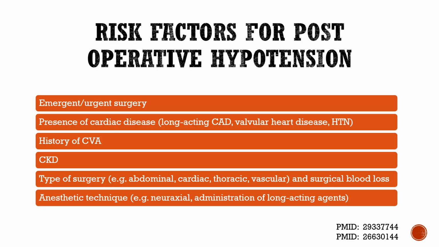So, what are some of the risk factors for postoperative hypotension? Emergent and urgent surgery, like we discussed in the previous question. Presence of cardiac disease, such as long-standing coronary artery disease, significant valvular heart disease, such as, for example, aortic stenosis, history of high blood pressure or hypertension, history of strokes or cerebrovascular accidents, chronic kidney disease, type of surgery, such as, for example, abdominal, cardiothoracic, and vascular, and also surgical blood loss.